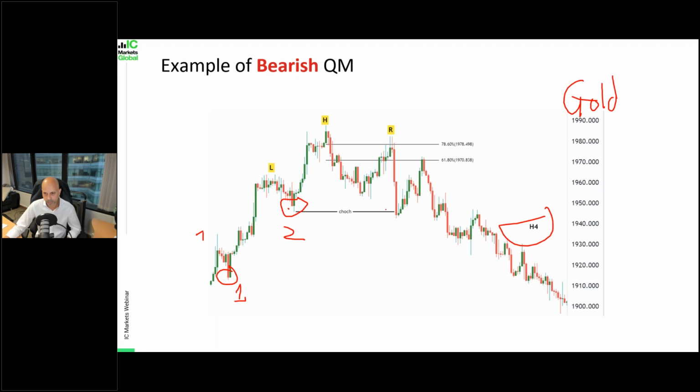As price comes down over here, the change of structure has not occurred yet, right? Because this low has not gone below number 2, right? This low here has not gone below number 2. Even here at this point, the price has not gone below number 2, so there's still no change of character.